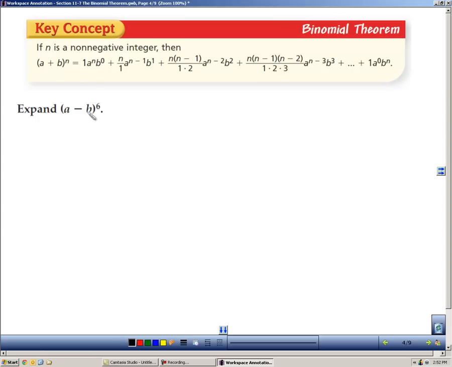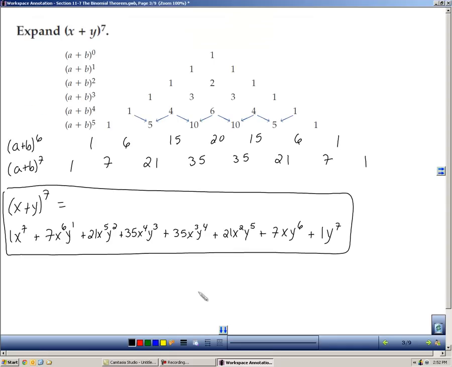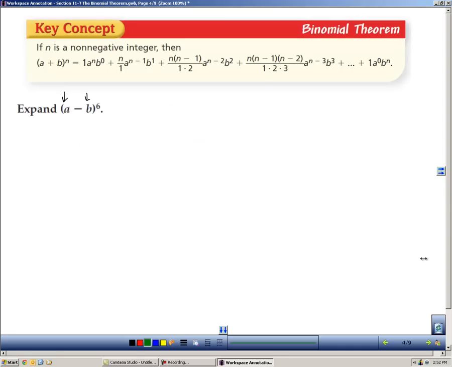So here we have a minus b. Understand there's an a and there's a negative b here, so that's going to change a couple things when we go through it. But I'm looking for the sixth row of Pascal's triangle. So if I go here on the last slide, this is the sixth row. So these are the coefficients that I'm going to use. So all of my coefficients on the next slide are going to be from here: 1, 6, 15, 20, 15, 6, and 1. So when you're wondering where those come from, this is where I'm getting them from.